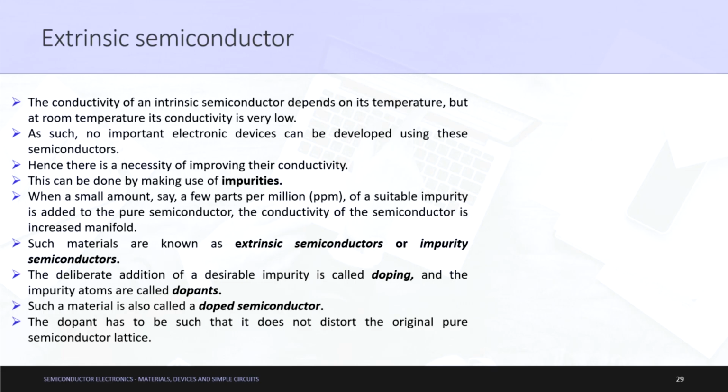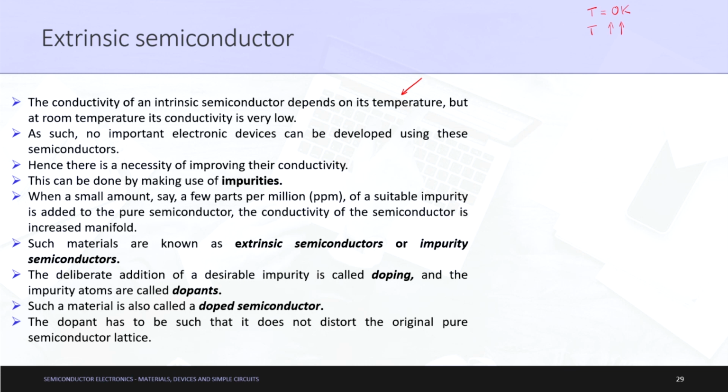Fine. So, extrinsic semiconductors, what happens here? The conductivity of an intrinsic semiconductor depends on its temperature, quite evident, because in the last topic we also understood that at T equal to 0 kelvin, the semiconductor behaves as an insulator, but as we keep on increasing the temperature, there is a time at which the thermal energy acquired by the electrons is much higher than the energy gap. When such a thing happens, some of the electrons from the valence band get excited and go to the conduction band.